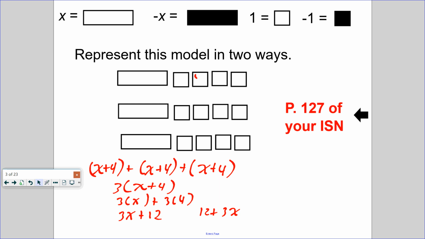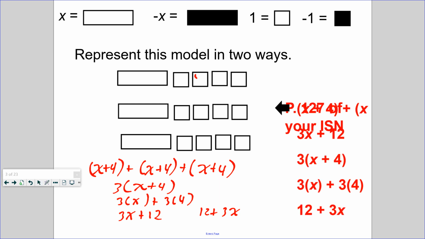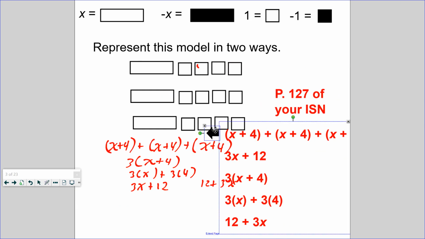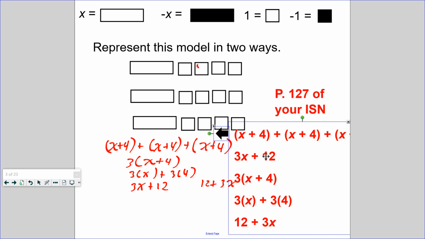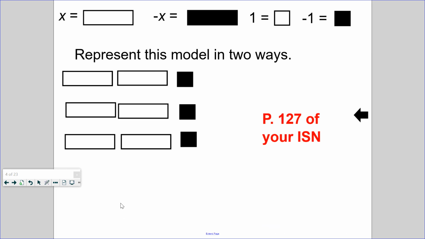There might be some more, so let's look at this. What else do I have? Let's see, x plus 4. Good. 3x plus 12. Check. 3 groups of x plus 4, check, check, check. I got all of them. All right, so let's make one harder now.